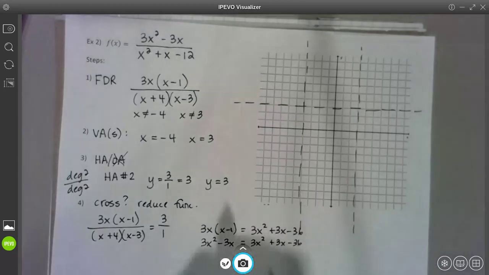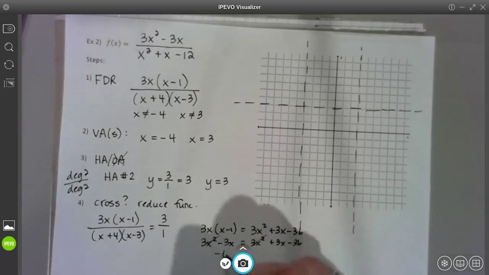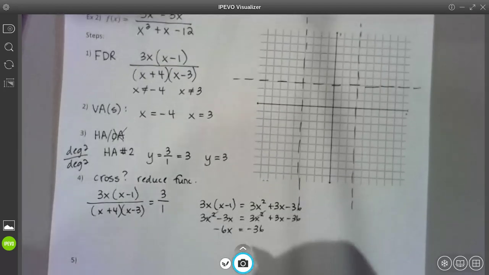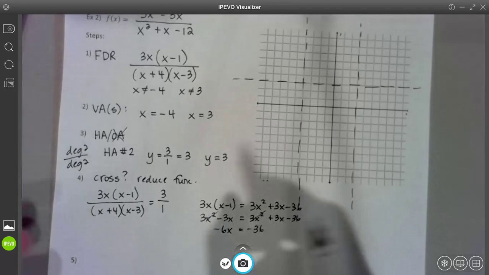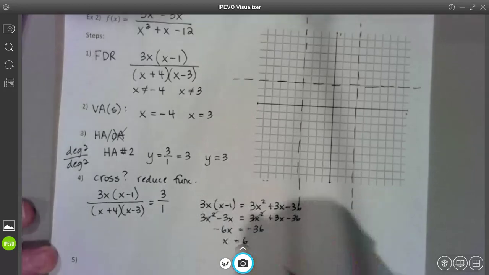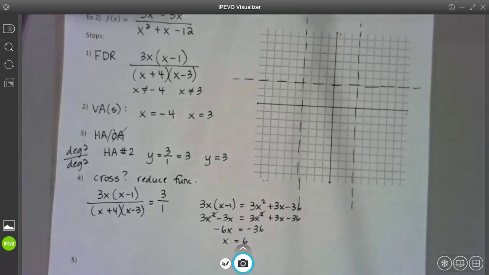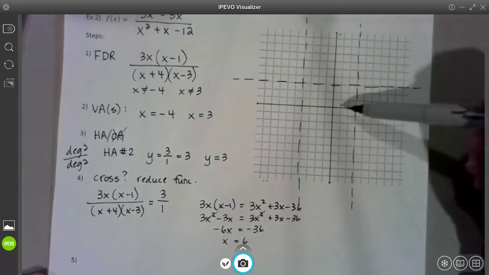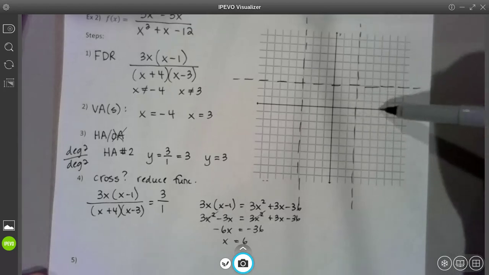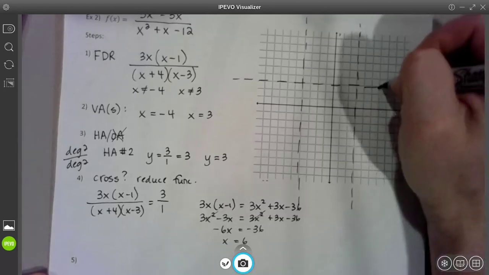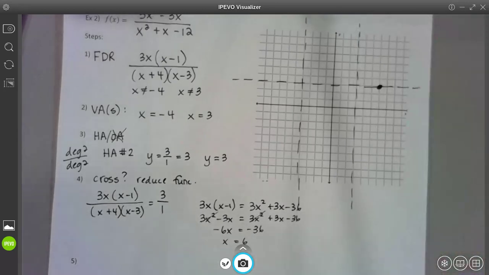Okay. All right. Well, if I solve this, my x squareds cancel. I end up with negative 6x equaling negative 36. See how I can keep solving? If I wasn't going to have a cross, then all of my x's would cancel out. And I end up with x equals 6. So now I know that this graph is going to cross the HA when x is 6. So go to where x is 6, 1, 2, 3, 4, 5, 6, and put a dot right on your HA. Because you know when x is 6, it's going to cross over that horizontal asymptote and equal that horizontal asymptote.